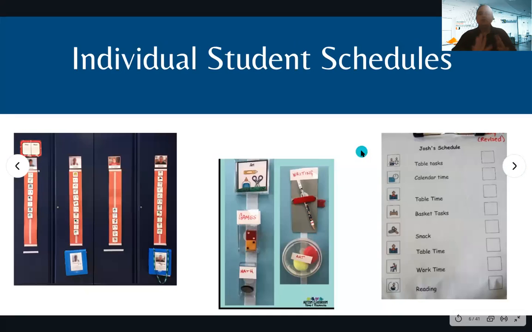And then the individual student schedules. So we talked about this a little bit last week as well. This is what they would look like. We have the ones that are on the far left, the ones that we normally see, which are the individual schedules with the pictures.